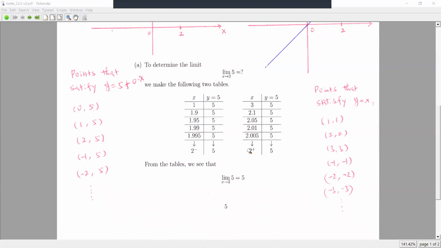When x approaches 2 from the right side, the dependent variable value is always 5. So the dependent variable approaches 5. Now, based on these two tables, I tend to conclude that the limit of this constant function as x approaches 2, no matter how x approaches 2, from the left, from the right, the function approaches the same number, 5. So therefore, 5 is the limit.